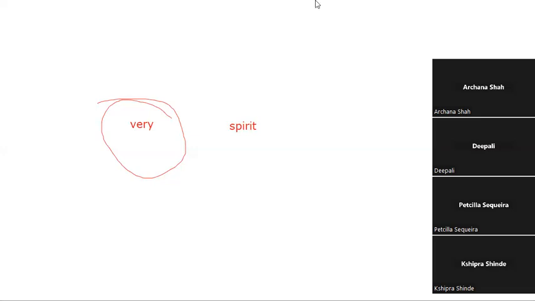Yes. So the E is a long E sound. So you have to divide it here, because E is the short sound.